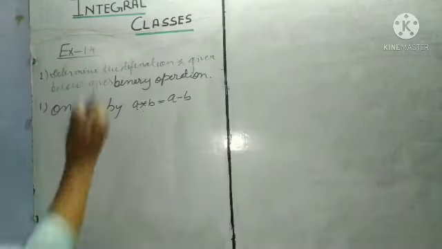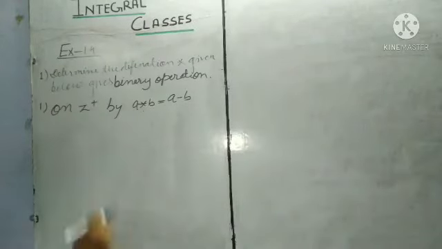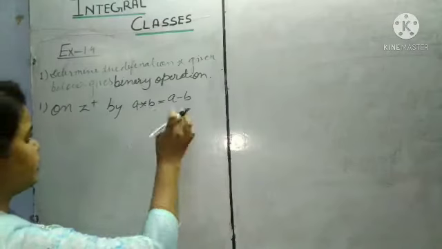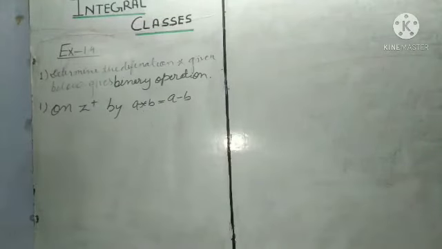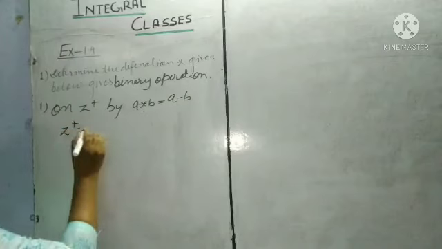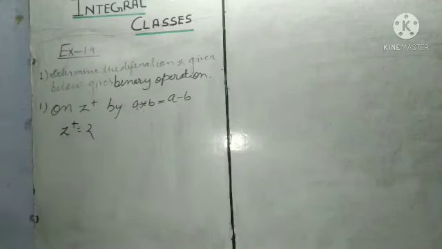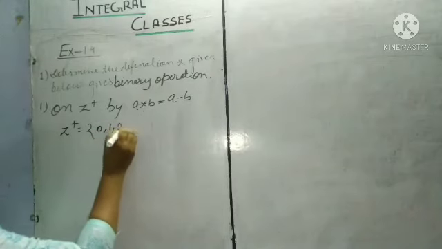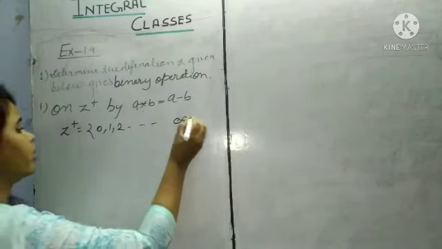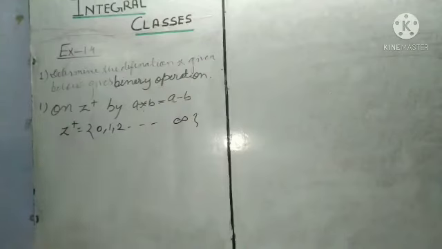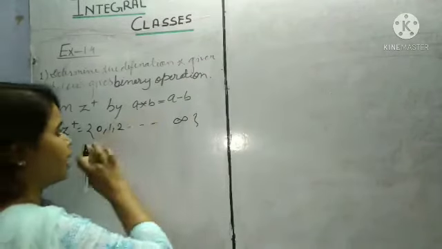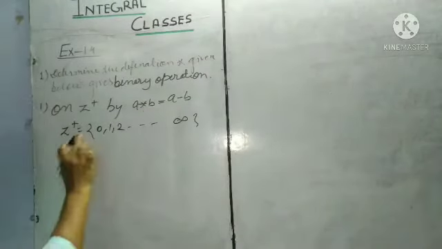Now we will start exercise 1.4. Question number 1. On Z plus, a star b equals a minus b. So how can we show it? We know what Z plus means: all positive integers, 1, 2, till infinity. Binary operation we will apply here only on Z plus.